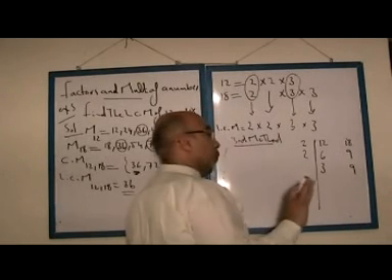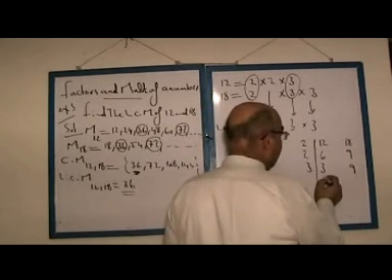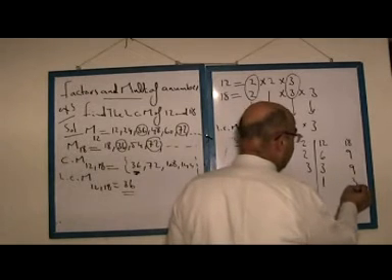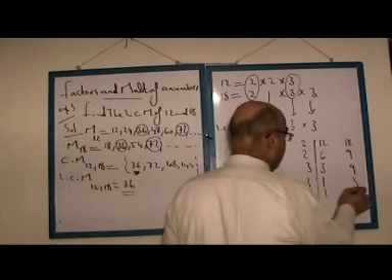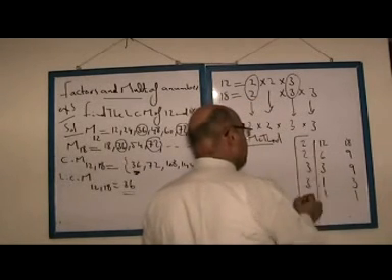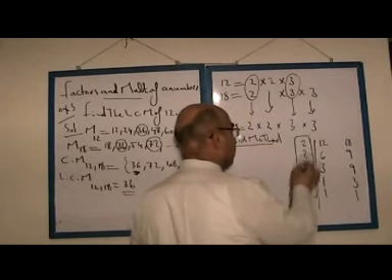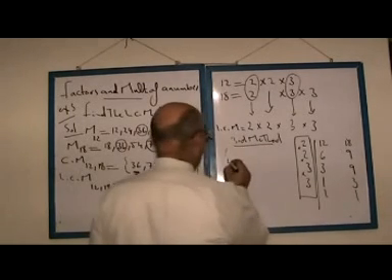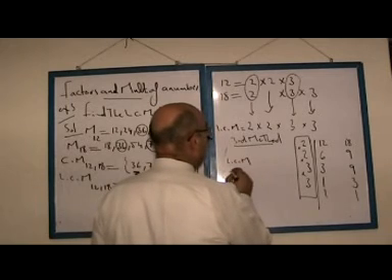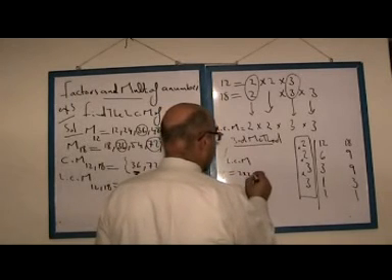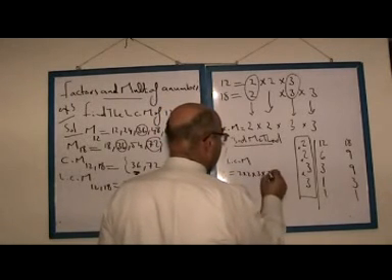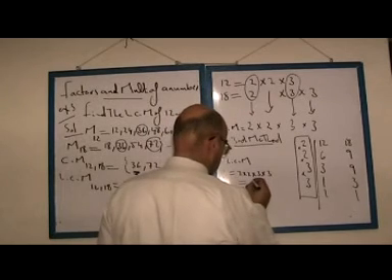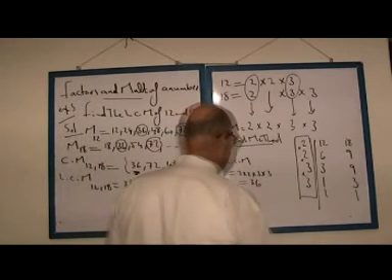Now we can't try 2 anymore, so we try 3. By 3 is 1, by 3 is 3. Now try 3 again, that is 1, 1. So the LCM is the product of these factors: 2 times 2 times 3 times 3. LCM will be equivalent to 2 times 2 times 3 times 3, which is 36.